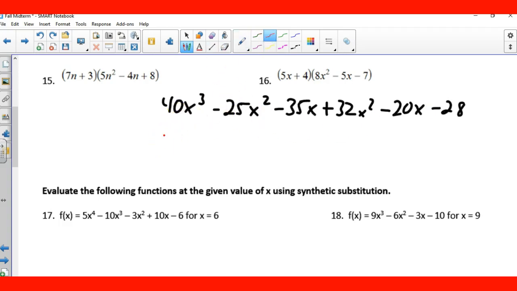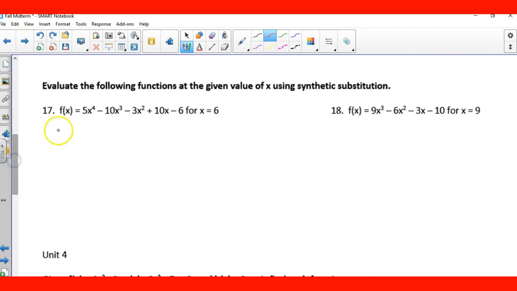Now, combine like terms. I have 40x cubed, negative 25x squared, and 32x squared is going to be 7x squared. And then you have negative 35 minus 20. That's going to be a negative 55x minus 28. There's our answer for number 16. Okay.